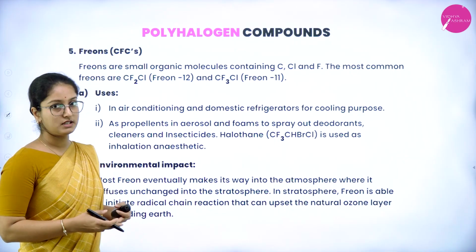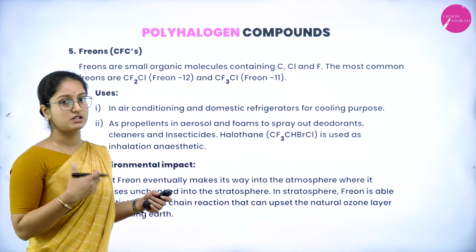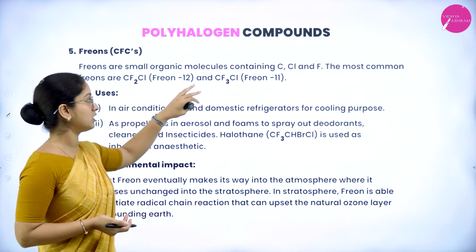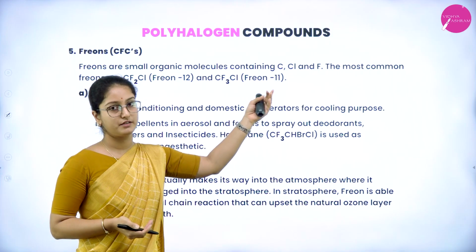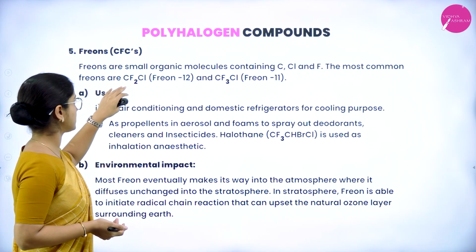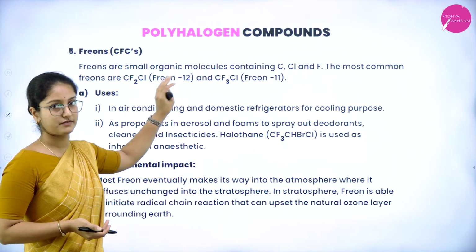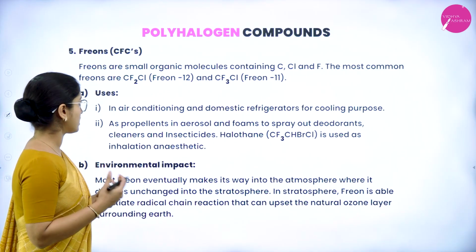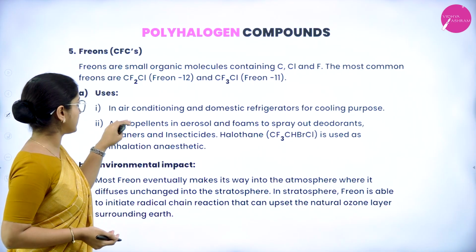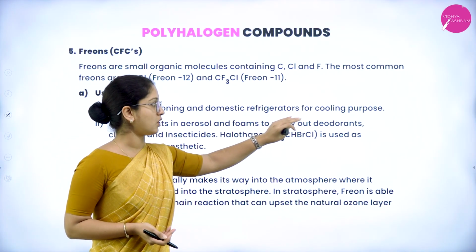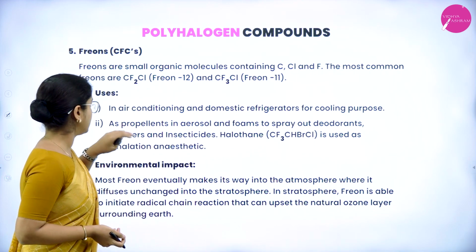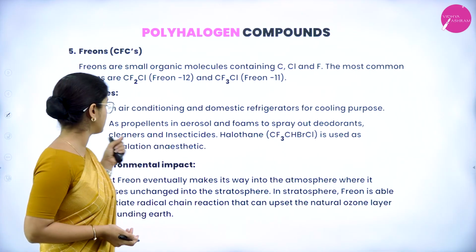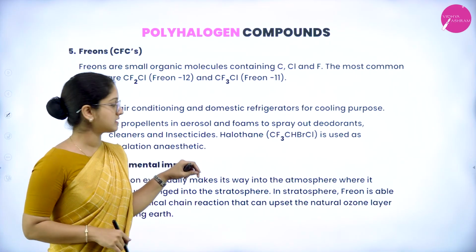Next is of freons, which are also known as CFCs, which are used as refrigerants. So freons are small organic molecules containing carbon, chlorine and fluorine. The most common freons are CF2Cl2, that is freon 12, and CFCl3, that is freon 11. So what are their uses? In air conditioning and domestic refrigerators for cooling purpose it is used, and it is used as propellants in aerosol and foams to spray out deodorants, cleaners and insecticides.